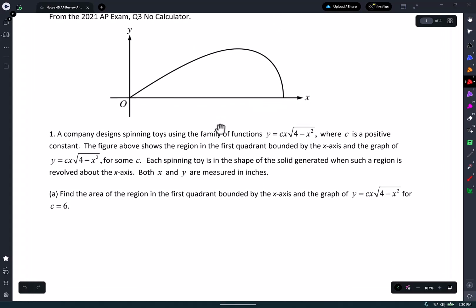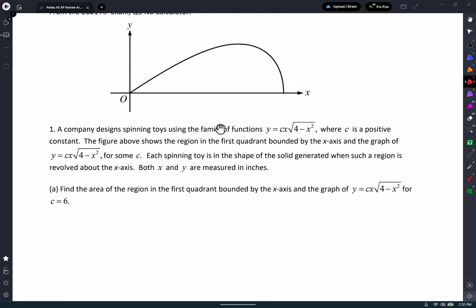Calculated design sinusoids using the family of functions y equals cx square root of 4 minus x squared, where c is a positive constant. The figure above shows the region of the first quadrant bounded by the x-axis and the graph of y equals cx square root of 4 minus x squared for some c. Each spinning toy is in the shape of the solid generated when such a region is revolved around the x-axis. Both x and y are measured in inches. Find the area of the region in the first quadrant bounded by the x-axis and the graph of y equals cx square root of 4 minus x squared for c equals 6.